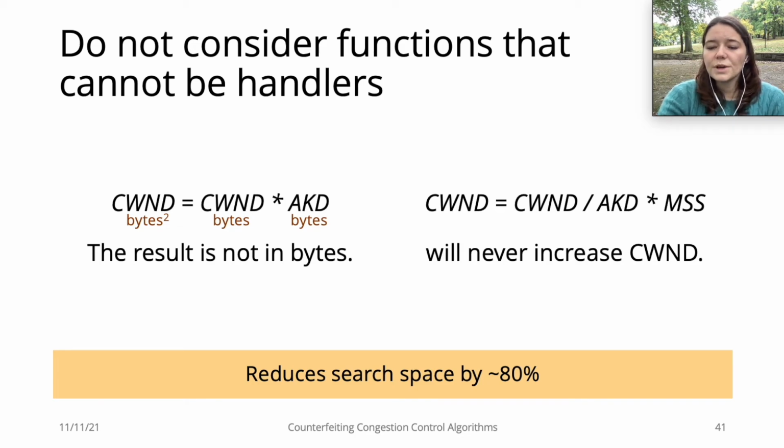Our second goal was to reduce the search space, thus reducing the number of calls to the solver. We use domain-specific knowledge to remove from the search space functions that we know would not be good handlers, even before considering the traces. For example, we remove any function whose output would not be in bytes. And similarly, we don't need to consider for WinAC handlers functions that can never increase the window size. Removing functions like this allows us to reduce the search space by around 80%.